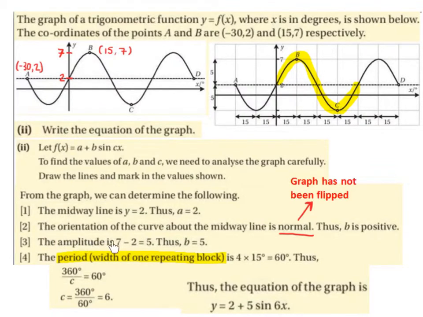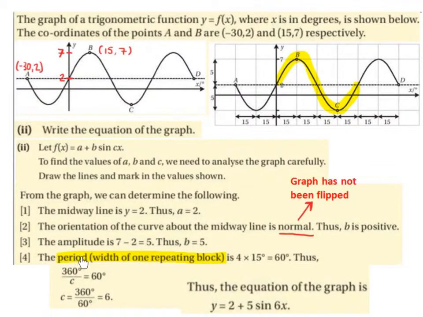The amplitude is going to be 7 minus 2, which is 5. Thus b is equal to 5. Because the maximum point of the graph is 7, the midway line was 2, 7 minus 2 is 5. So b is 5. So the number stuck on in front of the sine is 5.